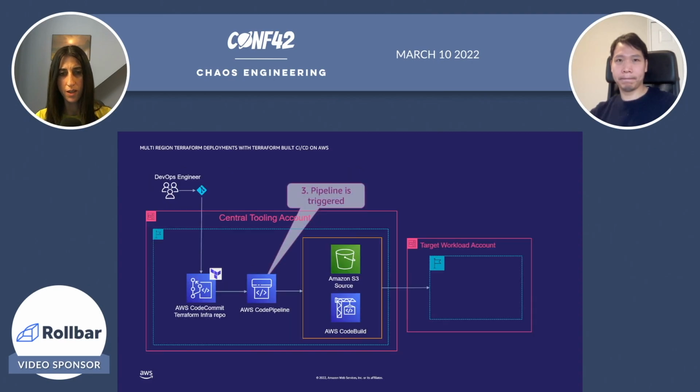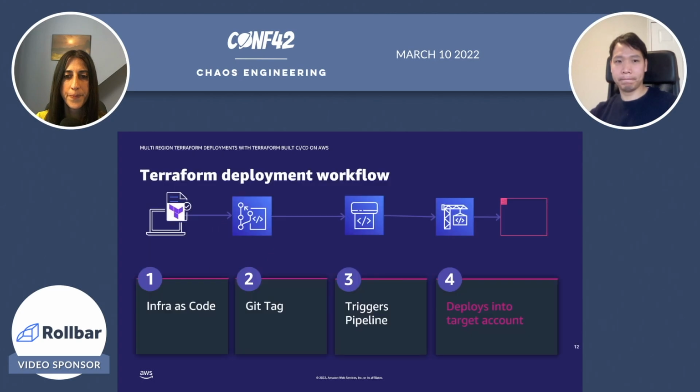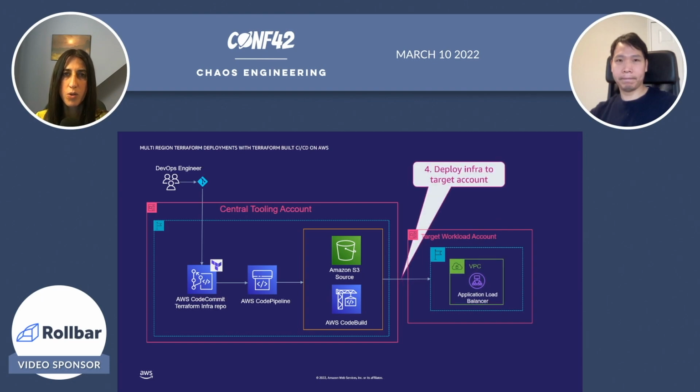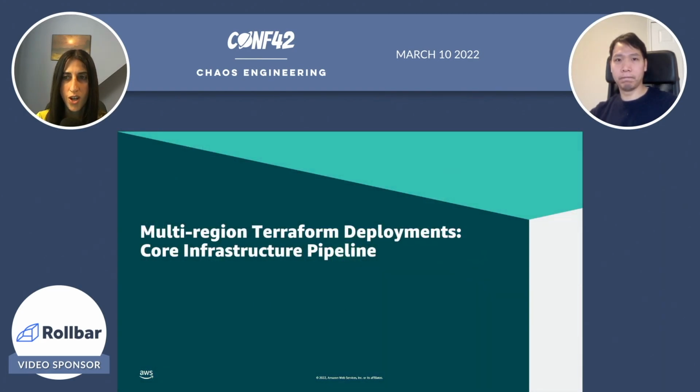Next, let's take a look at triggering of the pipeline. The pipeline will get triggered as soon as a DevOps engineer Git tags against the repository. There is one more step in between. Jack is going to go into that. And of course, this pipeline will deploy into the target account. As the pipeline runs, it goes through a number of stages. Jack is going to go into the details of those. And then at the end, it's going to deploy those Terraform infrastructure resources into the target account.